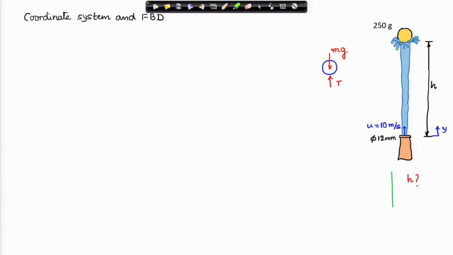The first thing that we must do is fix up the coordinate system and draw the free body diagram. The coordinate system is very simple in this case. I have considered only the y coordinate direction vertically upwards. I have marked the velocity coming out of the nozzle and the diameter of the nozzle. We have to calculate the height at which the ball will stabilize. The free body diagram of the ball has been shown. The weight acts, and the thrust because of the water. T represents the thrust because of the water stream.